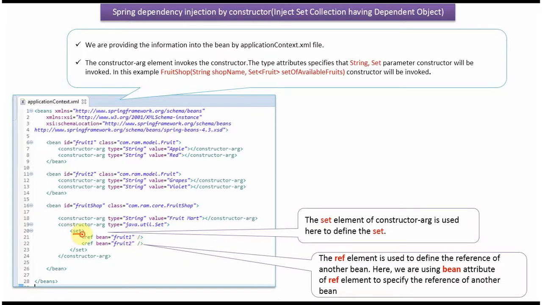This set element is used to define the set, and it refers to fruit1 and fruit2. Type attributes specify String and Set. So this constructor will be called by the Spring container, and shop name will be set as fruit mart, and the set of available fruits will be set as fruit1 and fruit2, which are the dependent objects.